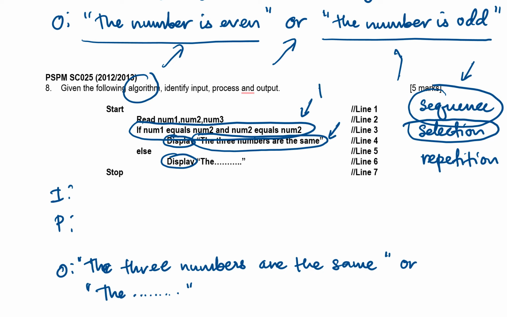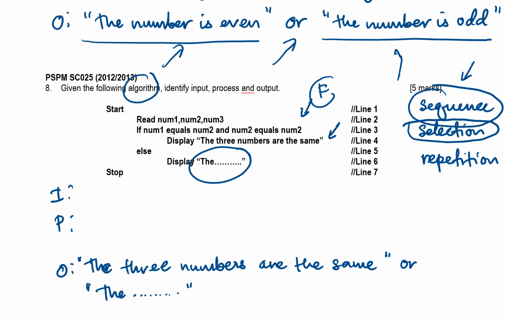If this condition is false, then it will display this one. Alright? Okay, now how about the input? You can see the word read, input, enter. So this should be the input. You just write down exactly num1, comma, num2, comma, and num3. Okay, this is the input.